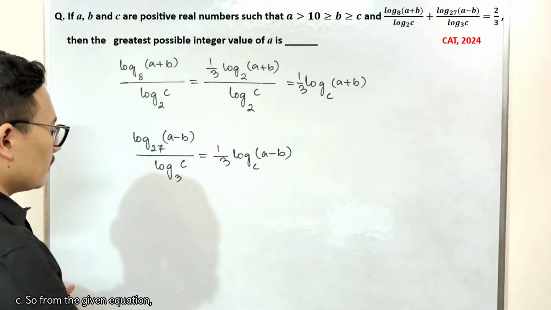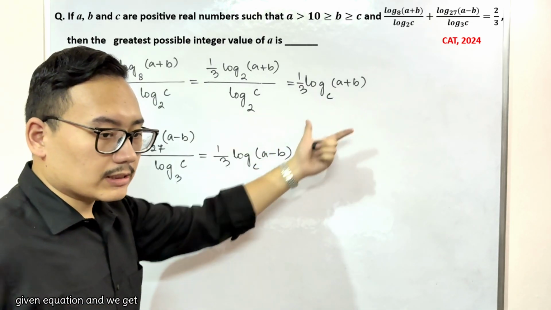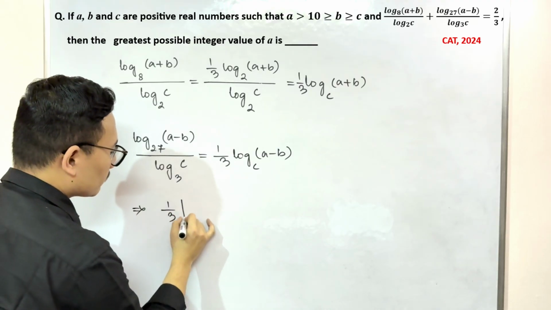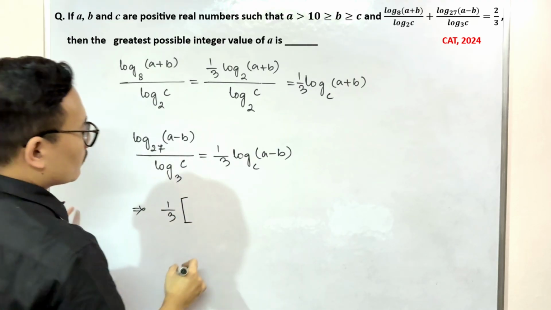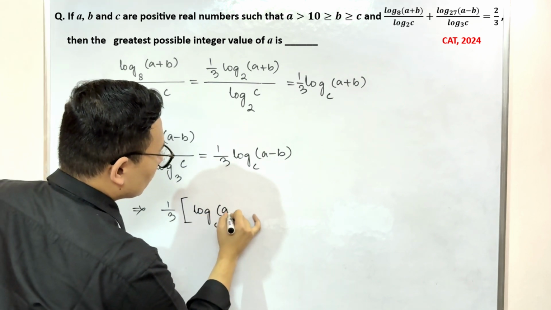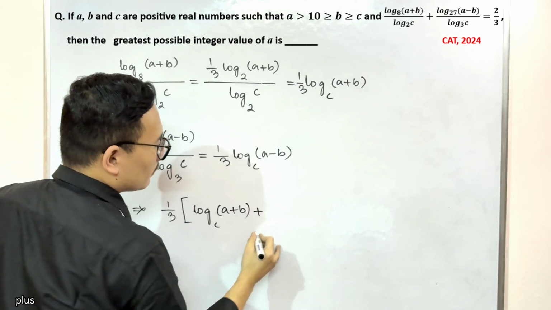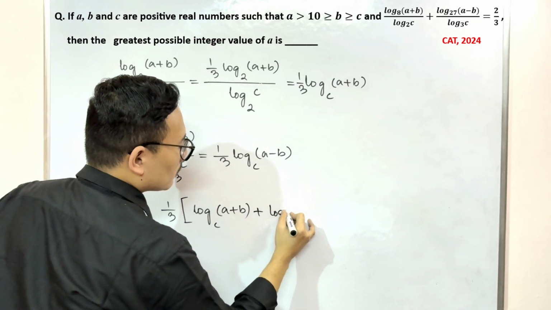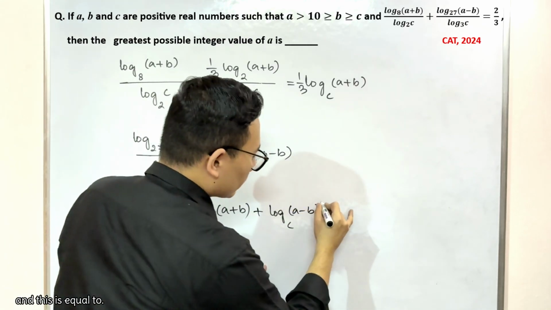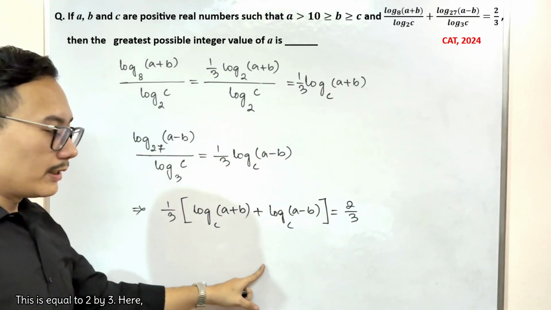So from the given equation, we can put this value in the given equation, and we get 1 by 3, log a plus b to the base c, plus log a minus b to the base c, and this is equal to 2 by 3.